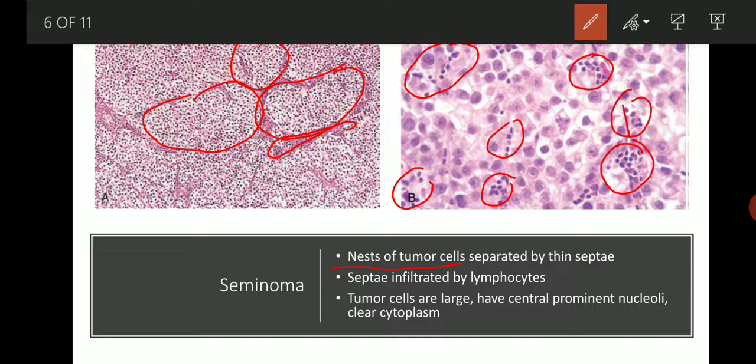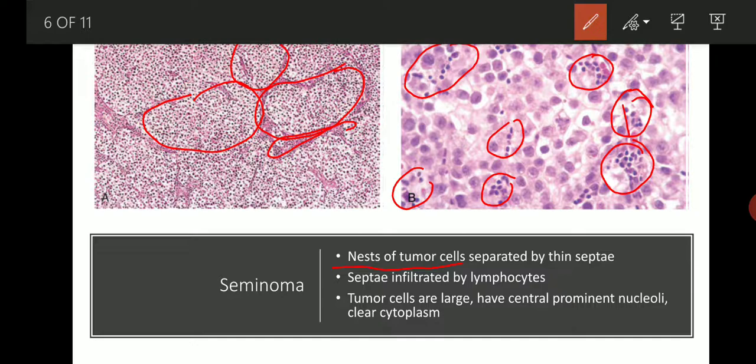So the immune cells or the lymphocytes tend to infiltrate throughout the tumor, and sometimes this immune response can lead to formation of granulomas within the tumor. So seminoma is one example where you can see granulomas within the tumors. Other examples being renal cell carcinomas and Hodgkin lymphoma.